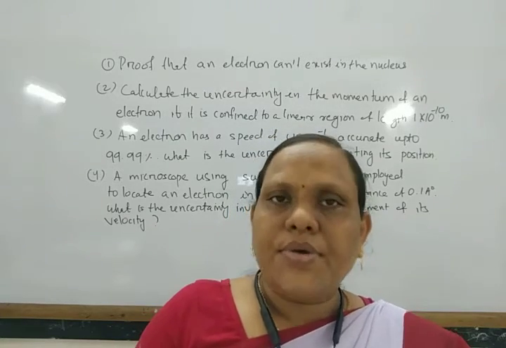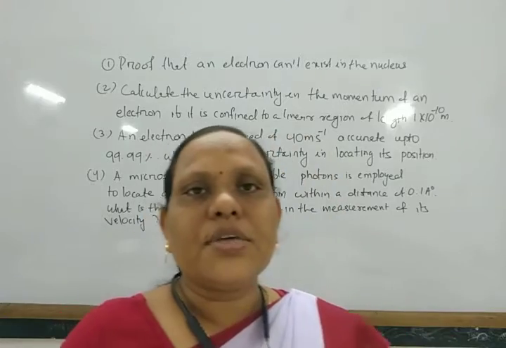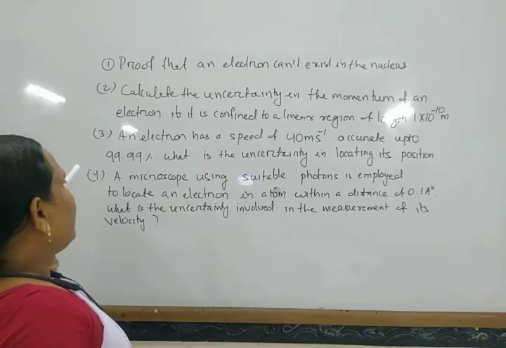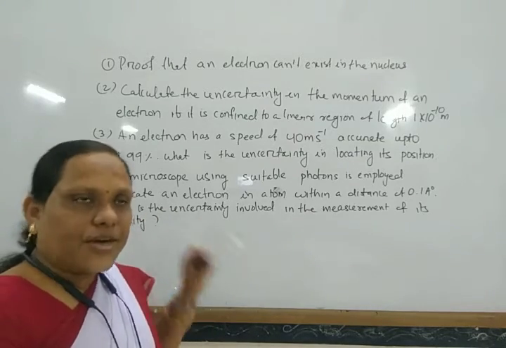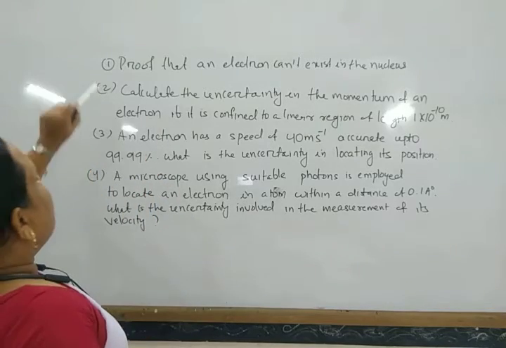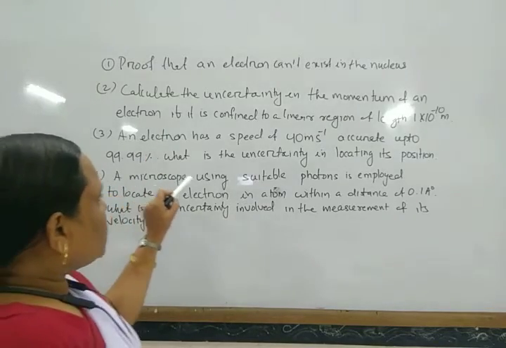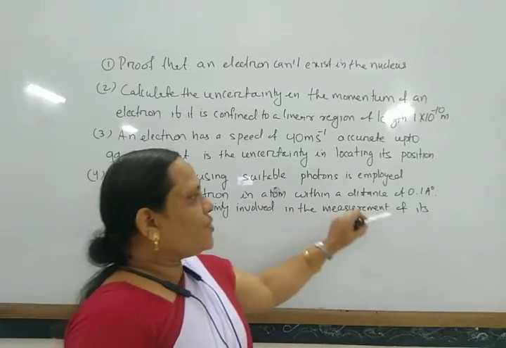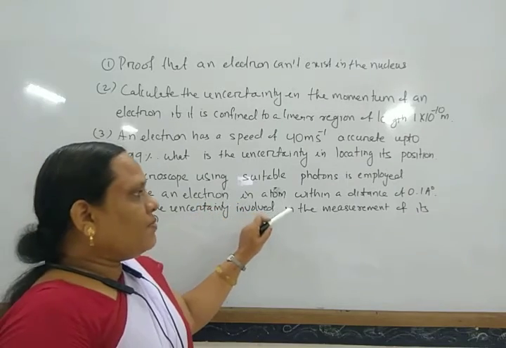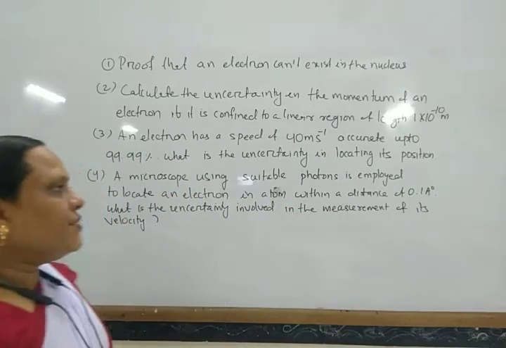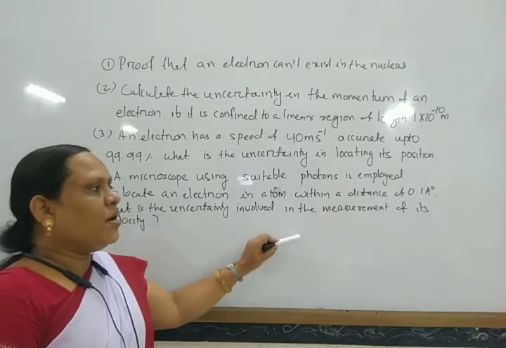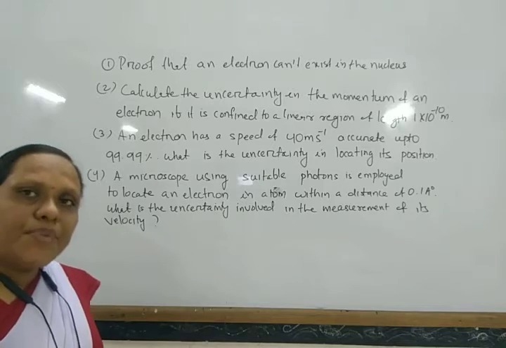Okay, so regarding this, using this equation, we have to solve some problems. So there are 4 questions given, 4 problems. Among them, let us discuss one by one, starting from last one because of space. So a microscope using suitable photons is employed to locate an electron in atom within a distance of 0.1 angstrom. What is the uncertainty involved in the measurement of its velocity?